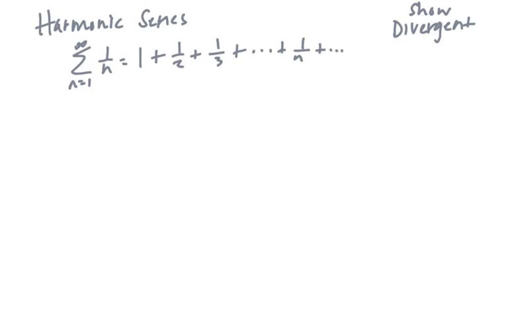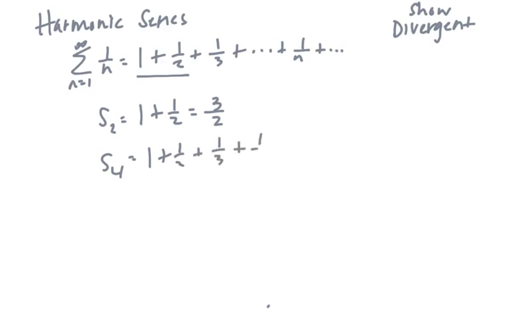This is not geometric, so there is no common ratio. So there's no pattern to look at. So we're going to look at partial sums again. So let's find S sub 2. That means we add these two. If we add these two, we get 1 plus 1 half, which is 3 halves. For S sub 4, that means we're adding 1 plus 1 half plus 1/3 plus 1/4.